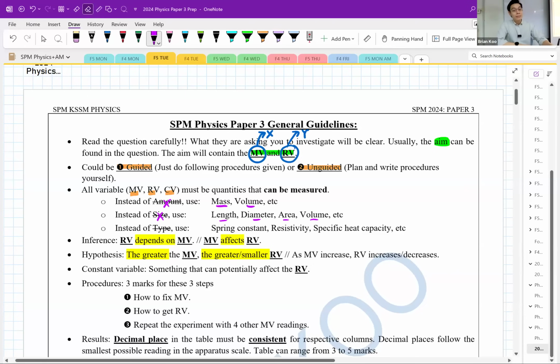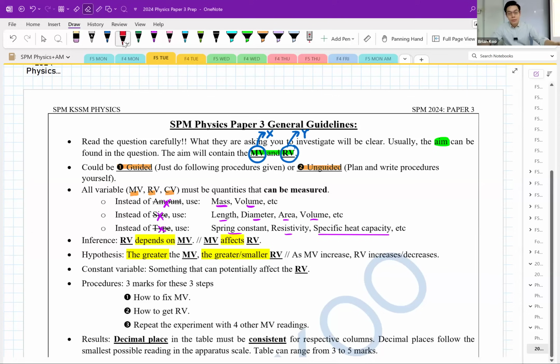Instead of saying type, if you're talking about different types of spring, say the different spring constant. Don't say type. Type is again too general. If you're talking about different wires, they would have different resistivity. Use the word resistivity instead, right? Or if you're talking about different metal blocks, let's say you're doing a heat experiment, then you say specific heat capacity of the different blocks. Don't say different type of block, too general.